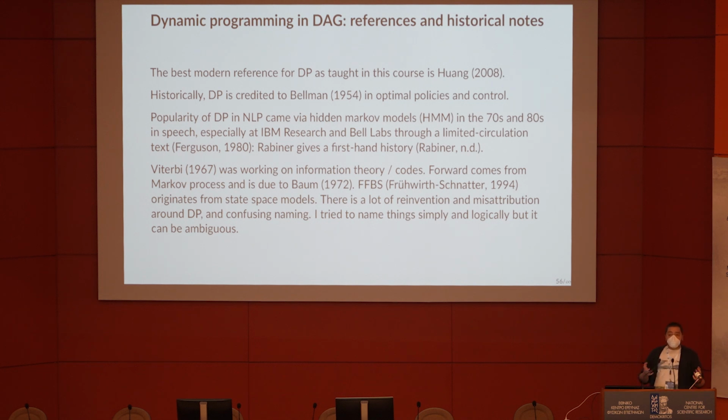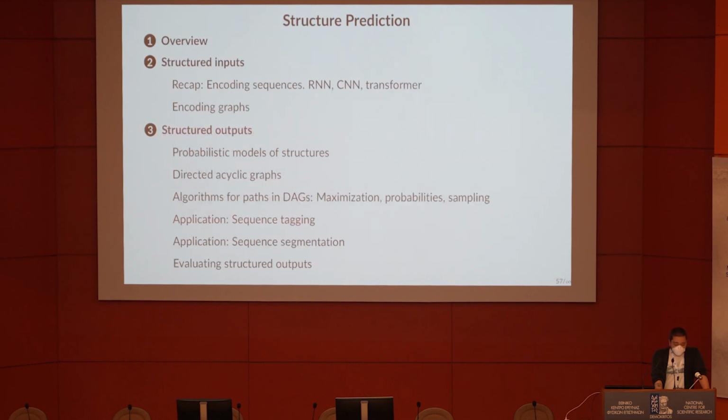So things have names that came from various different disciplines. Some people use Viterbi to talk about all of these algorithms when you change semirings. Other people say, no, that's Viterbi, that's forward. Other people don't even call it Viterbi unless it's for linear sequences. So naming in this field is a complete mess. I've tried to keep the names simple and logical the best I could, but it can get very ambiguous.